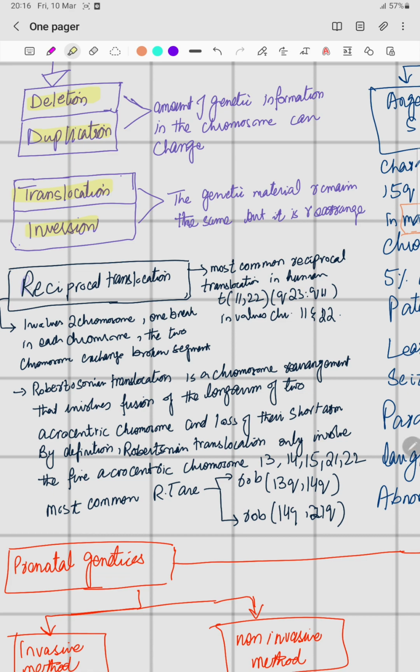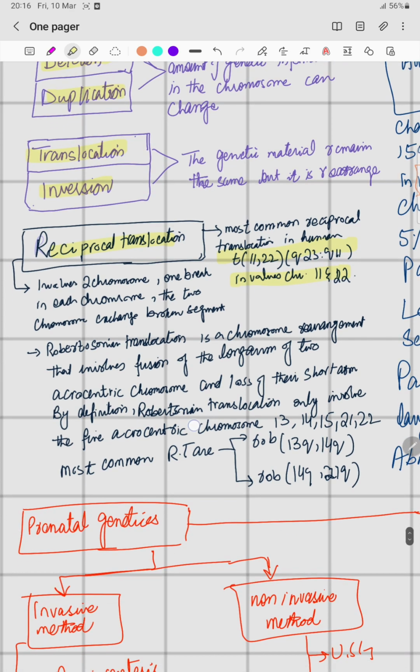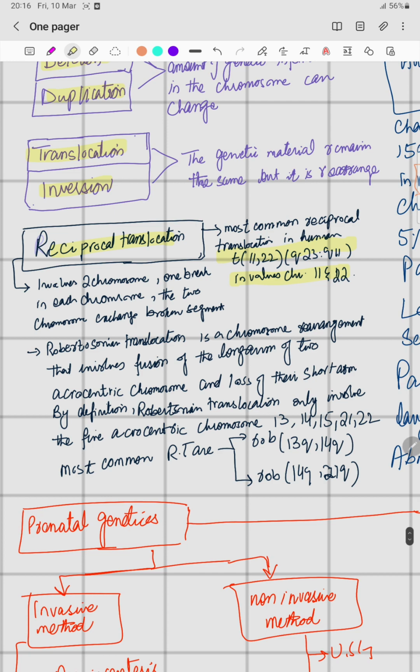rearranged. Then the reciprocal translocation: the most common reciprocal translocation in humans is t(11;22)(q23;q11), involving chromosomes 11 and 22. It involves two chromosomes, one break in each chromosome. The two chromosomes exchange the broken segments.